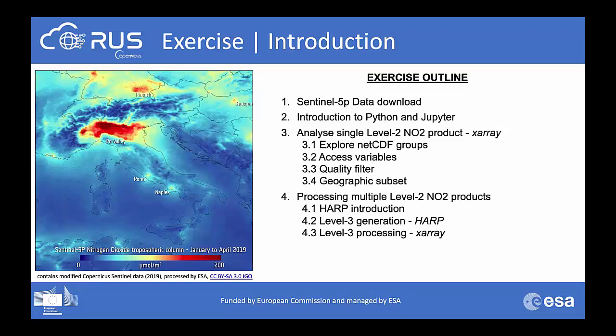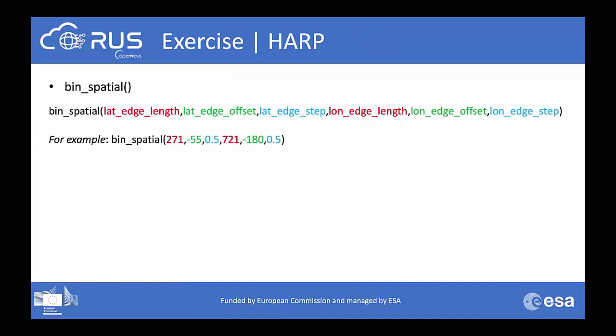The second main part of the exercise is going to be point 4. And there what we are going to do is to run our pollution monitoring over the north of Italy. I will show you how you can process multiple products in Python using xarray, but also using HARP, because we will need to move our data from a level 2 processing to a level 3. And later on, I will tell you what's the difference between both of them. So we are ready to go.